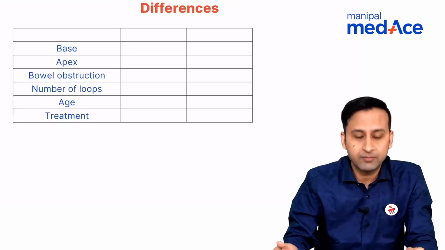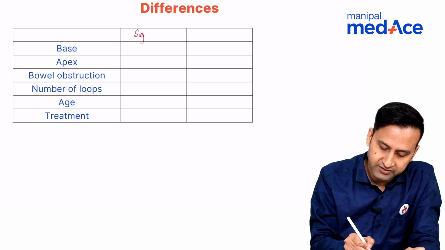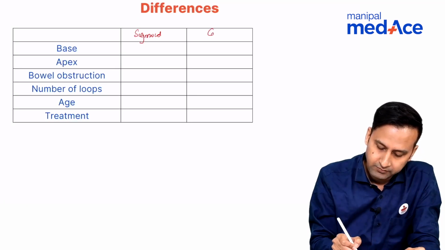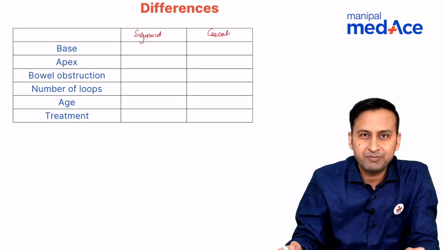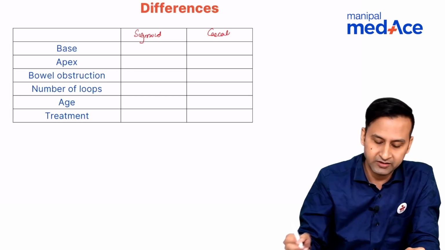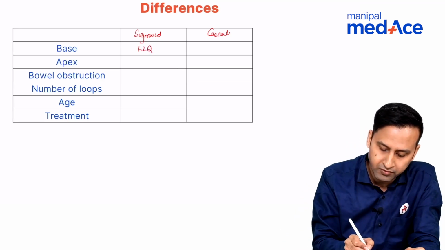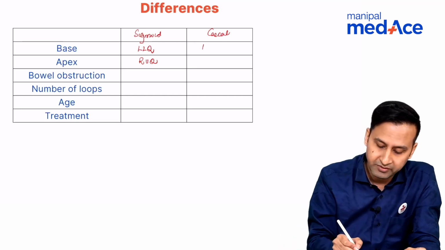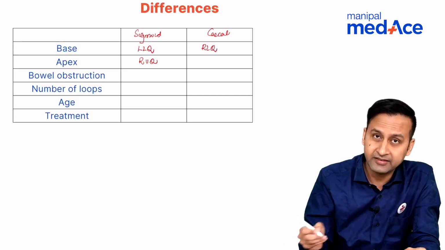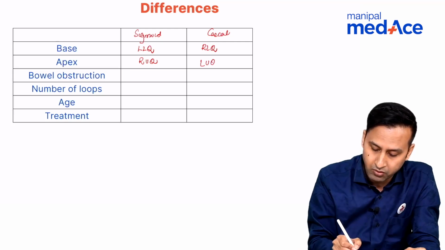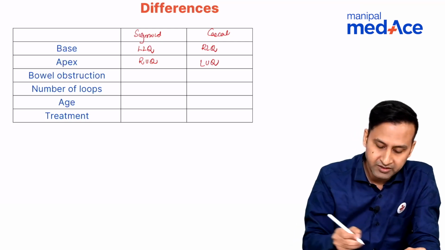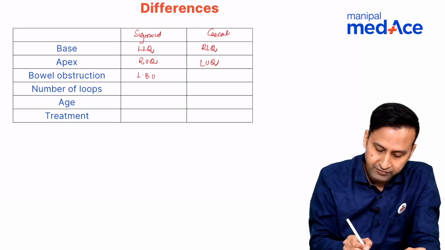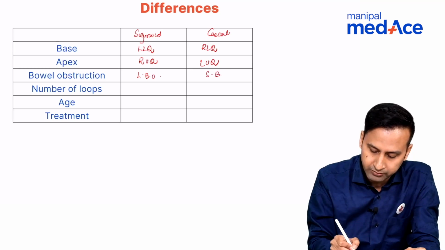So now let's quickly summarize the differences between the two types of volvulus, sigmoid and cecal. Where is the base of the sigmoid volvulus going to be? It is going to be in the left lower quadrant, while the apex would be in the right upper quadrant. On the other hand, where is the base of the cecal volvulus going to be? It is going to be in the right lower quadrant and the apex in the left upper quadrant. Sigmoid volvulus causes a large bowel obstruction. With cecal volvulus, it is going to be a small bowel obstruction.